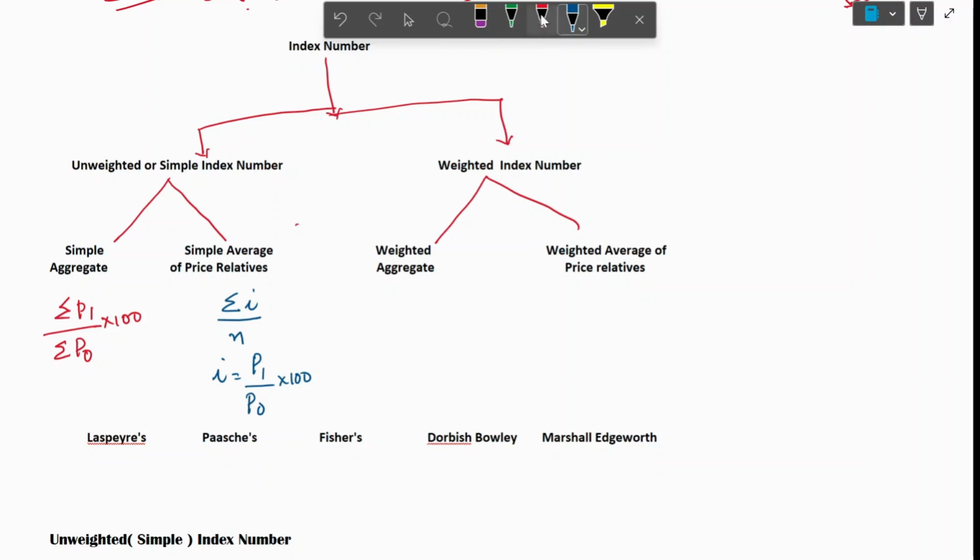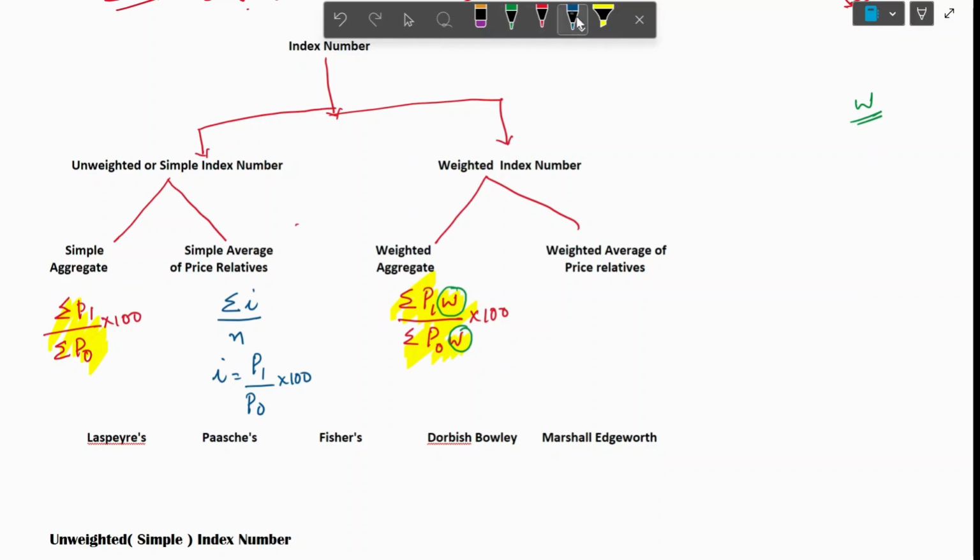Okay. Next, we are going to write the formula for the weighted aggregative index number, that is summation of P1 W divided by summation of P0 W into 100. Now just compare these two. Here in the simple aggregative method, it is summation of P1 divided by summation of P0. Here it is summation of P1 W divided by summation of P0 W. What is extra here? This weightage, because it is a weighted index number. Therefore, we are going to use that letter, weightage W.